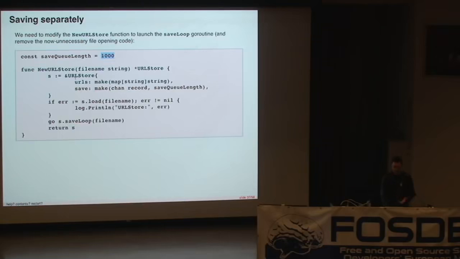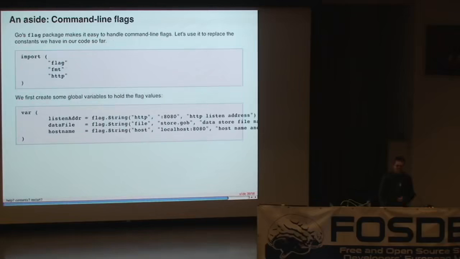And then when I create the URL store value, I'll also provide save with the result of making a channel of records of save queue length. And then I call s.load, passing in the file name parameter, and log the error. And then I kick off a goroutine that's running save loop, passing in the file name.